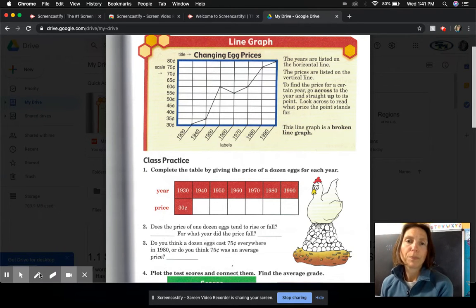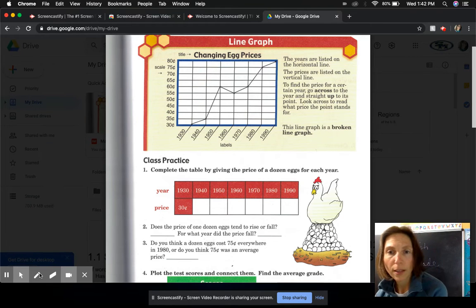It's a grid called Changing Egg Prices. The years are listed on the horizontal line. The prices are listed on the vertical line. To find the price for a certain year, go across to the year and straight up to its point. Look across to read what price the point stands for. This line graph is a broken line graph.